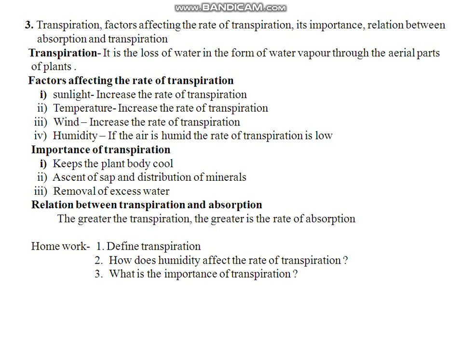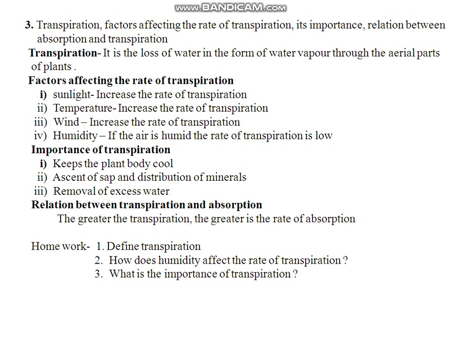Now, what are the factors which affect the rate of transpiration? Number 1, sunlight. Number 2, temperature. Number 3, wind. And number 4, humidity. Number 1, sunlight. Sunlight increases the rate of transpiration. That means the rate of transpiration is more on a sunny day than a cloudy day.